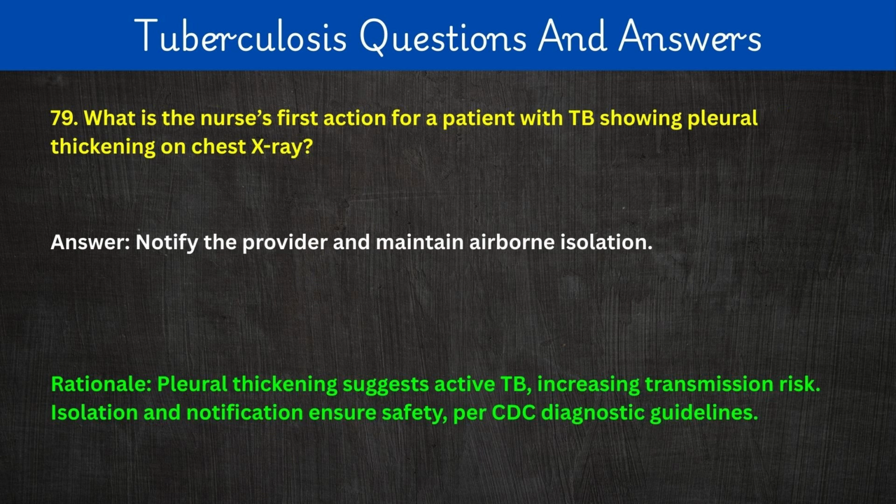79. What is the nurse's first action for a patient with TB showing pleural thickening on chest X-ray? Answer: notify the provider and maintain airborne isolation. Rationale: pleural thickening suggests active TB, increasing transmission risk. Isolation and notification ensure safety, per CDC diagnostic guidelines.